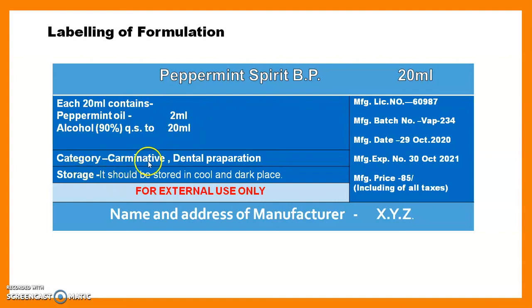Category: its category is carminative and it is a dental preparation. Storage: it should be stored in a cool and dark place away from the light, that is, in an amber color bottle. Then the label: for external use only. Then manufacturing details such as the manufacturing license number, manufacturing batch number, manufacturing date, expiry date and maximum retail price, and at last the name and address of the manufacturer should be mentioned. In this way we should label our solutions.